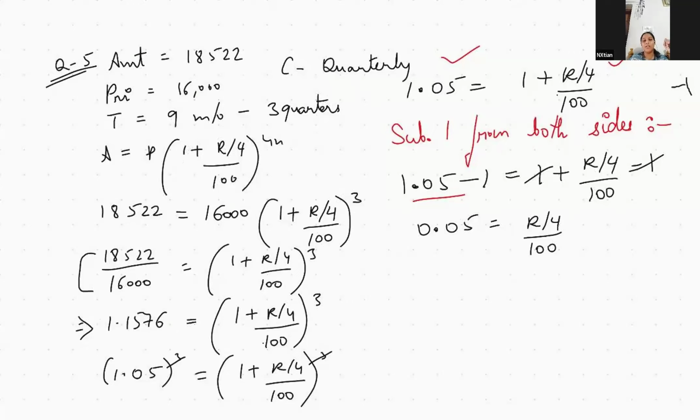What I was saying: when you have a positive and a negative integer, you cancel them. Simeon, plus 1 minus 1 on this side gets cancelled, and this side gets cancelled. So we have r by 4 by 100. Now you can cross multiply 100 and 0.05 and tell me what you will get.